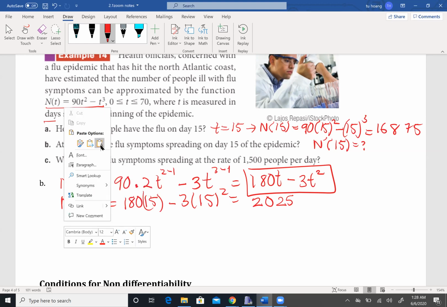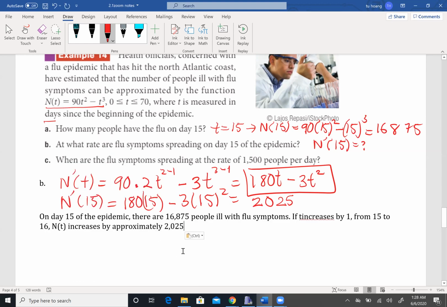So the interpretation: on day 15 of the epidemic, there are 16,875 people ill with flu symptoms. And if t increased by one from 15 to 16, the N(t) is increased by approximately 2025. I forgot the word approximately last time, so don't forget that. Okay.